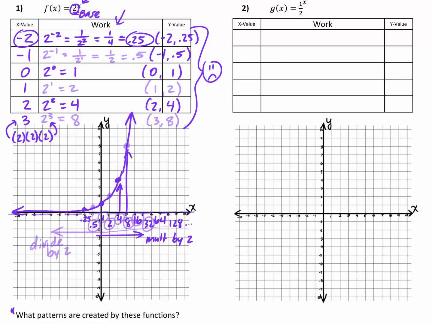Now this graph overall is an example of exponential growth. That's because my base is larger than 1. I'm doubling every single time. And that's really the pattern for this particular function.